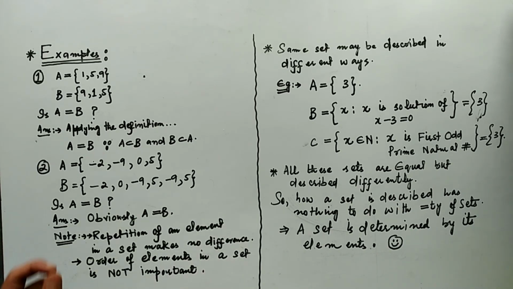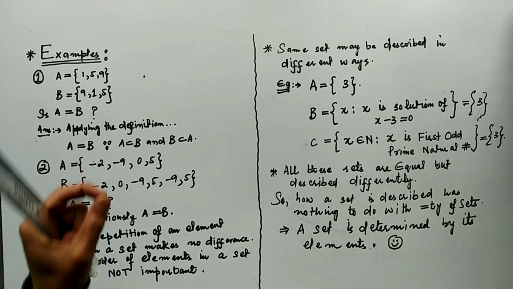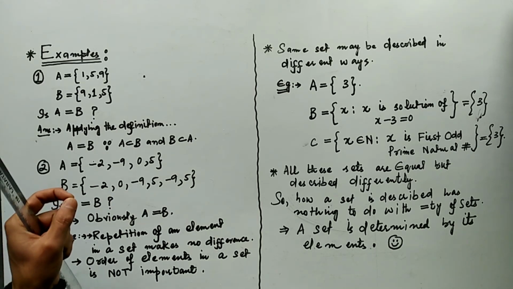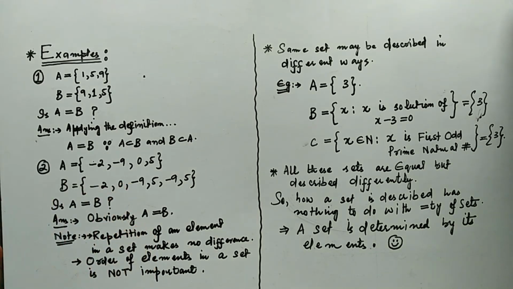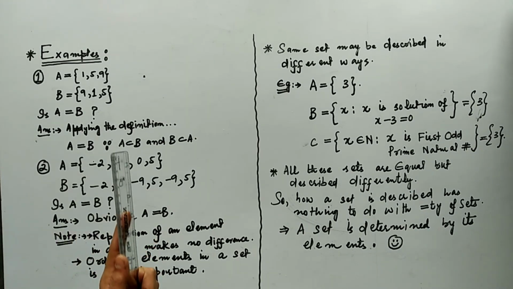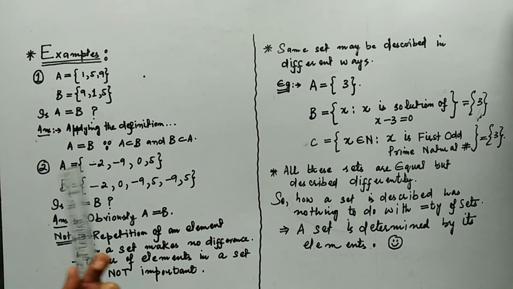I would like to remark here that the order of elements in a set does not matter by the definition of equality of two sets, and that repetition of an element in a set is not allowed, or does not make any difference in a set, is also a logical implication of the equality of two sets, or the axiom of extensionality.